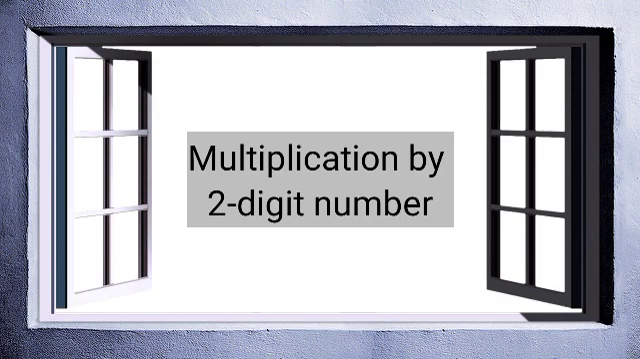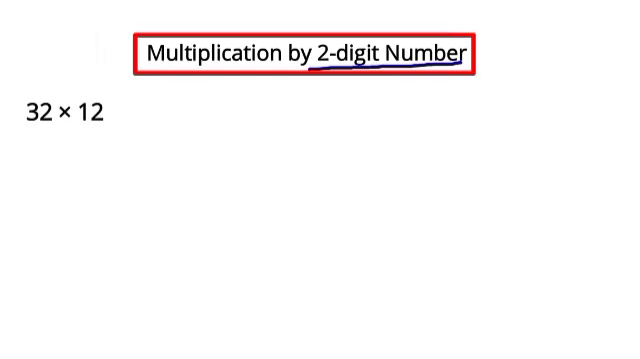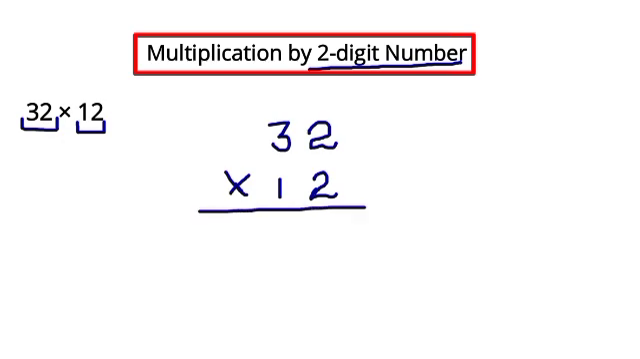Students, in this class you will learn multiplication by a two-digit number, right? This is the multiplicand. It means we are multiplying this number, and this is the multiplier 12, which is a two-digit number, right? We want to multiply them. So first of all, you will multiply by this digit, the digit at ones place.